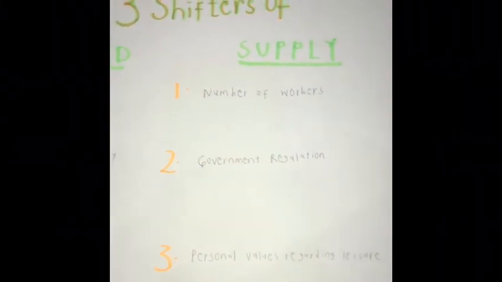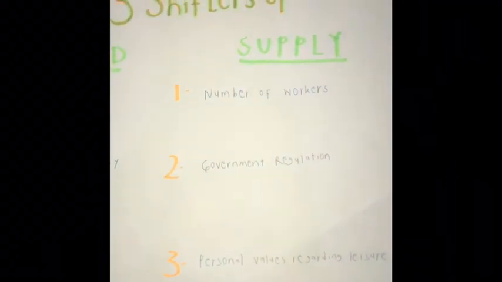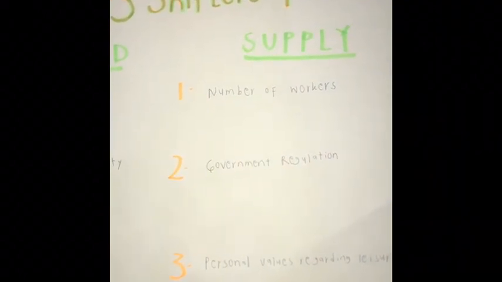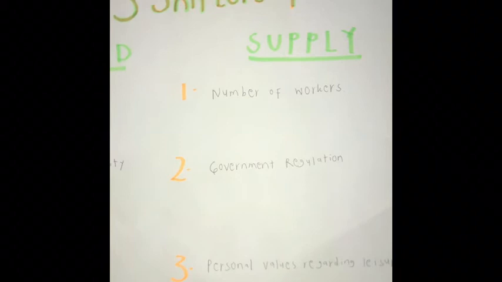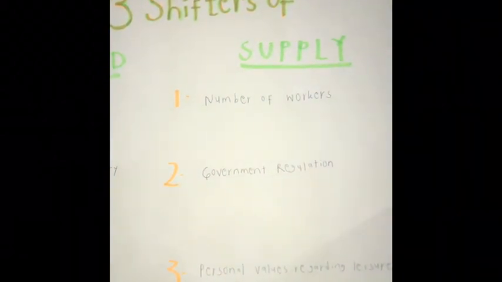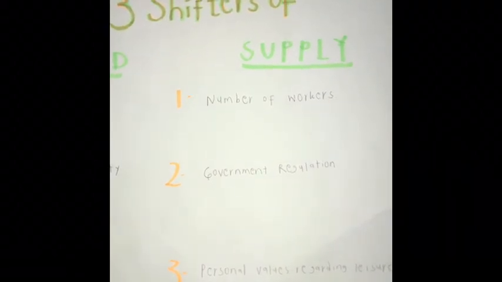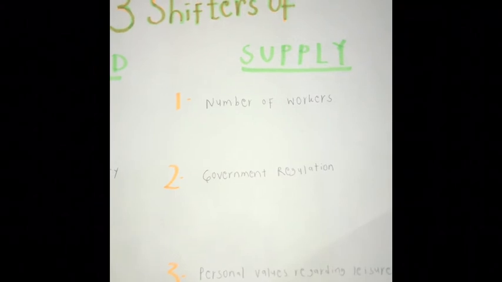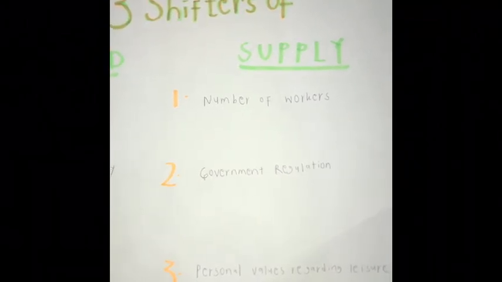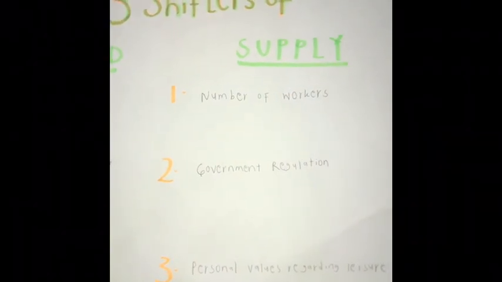Second is government regulation. The most common example is business licensing. And the last one is personal values regarding leisure. Someone is much less likely to work at a price point where they'd much rather use their free time than work. Another example for this point is if a company is offering $8 an hour for 15 hours a day, someone will choose their free time over that and therefore supply will go down.